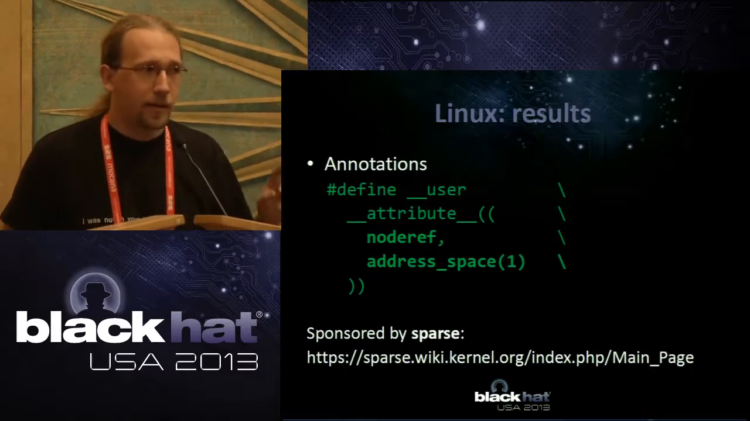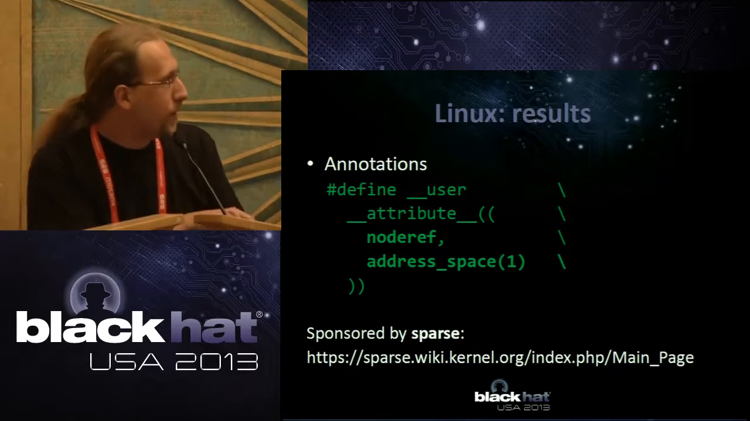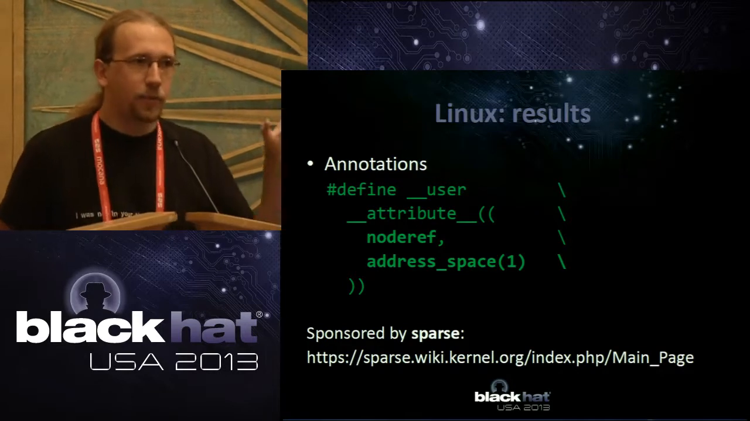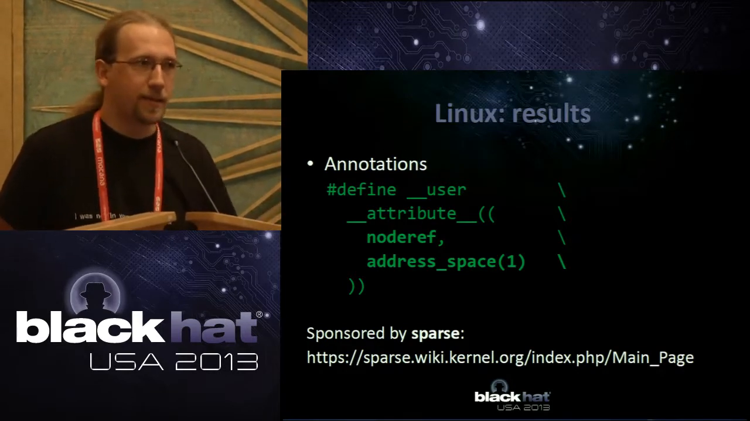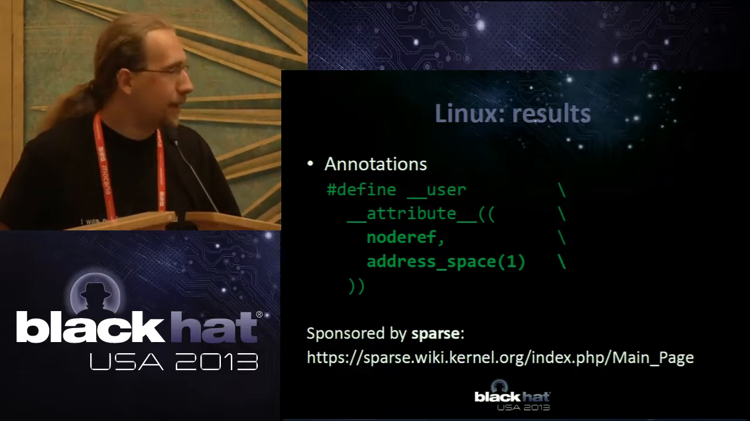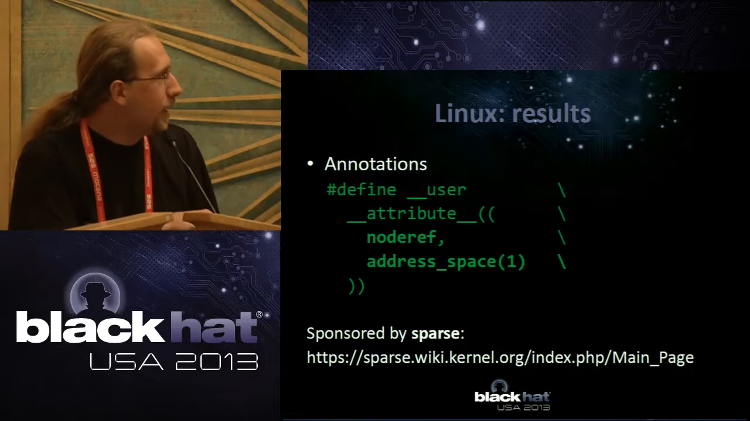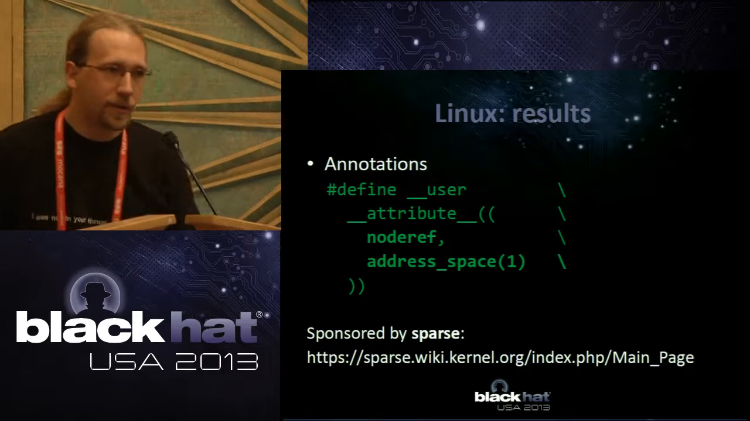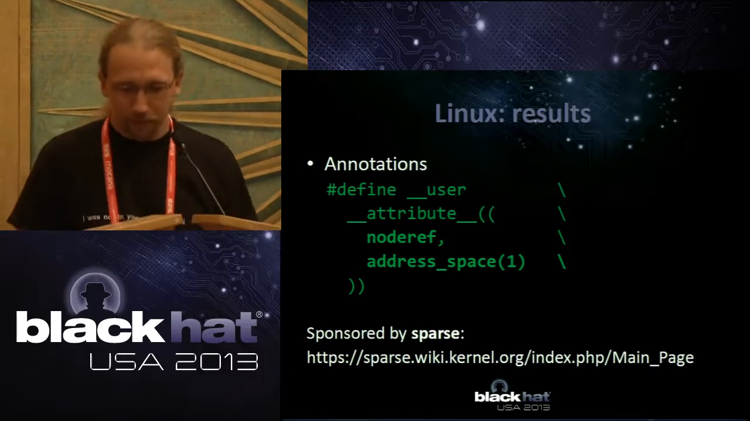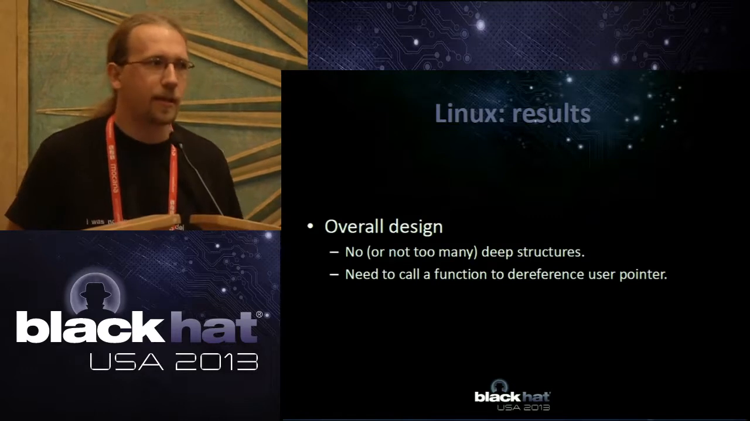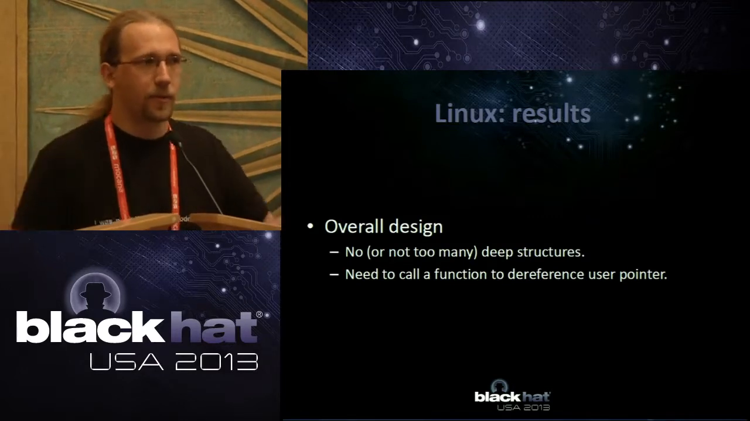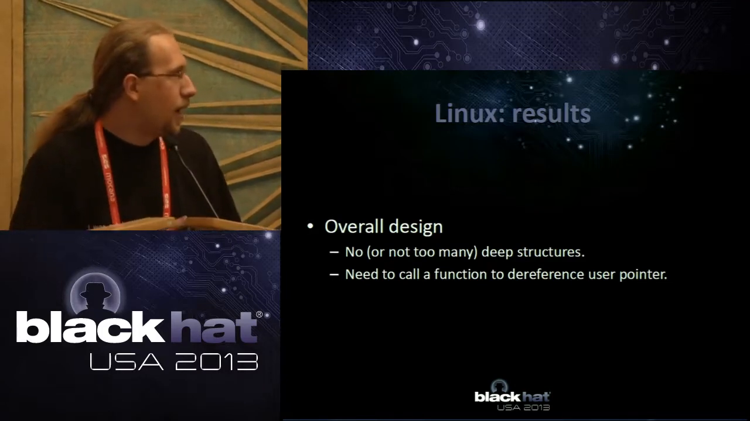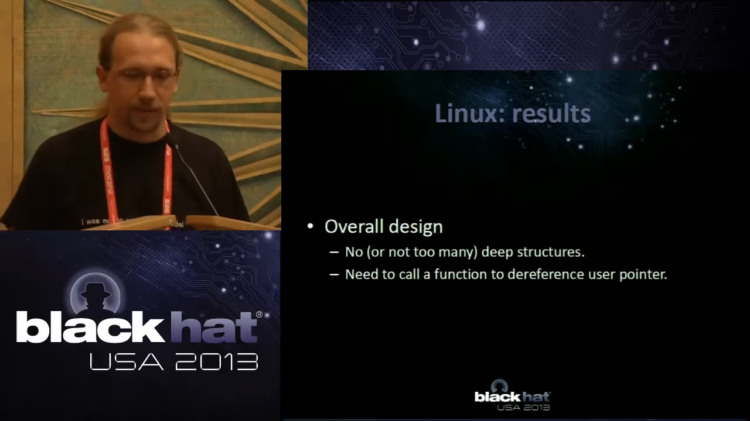The other thing is actually Sparse, and annotations. So this is a __user annotation for all the input variables and fields and structures that a system call gets from the user memory. And if the variable has an annotation like this, it cannot be dereferenced. A dereference will basically issue a Sparse warning. So this kills most of the bugs, or if not all, I would say. And the third is overall design. I mean, the structures that you pass to the kernel are pretty flat. They don't go deep and deep and deep. They are pretty flat, and this is a good design. What can I say?